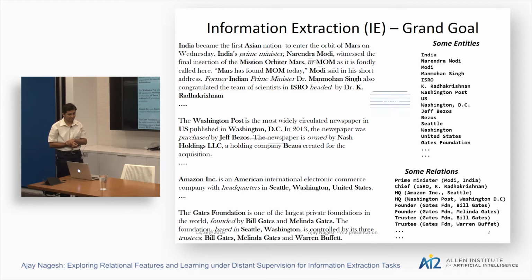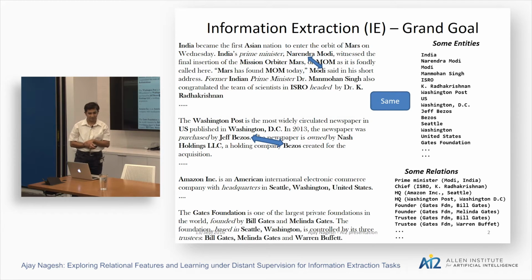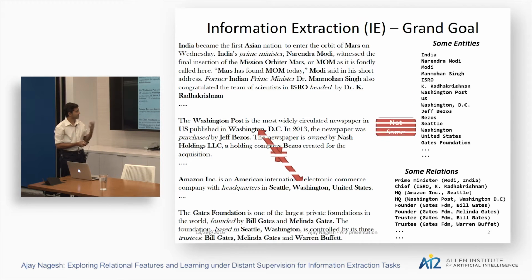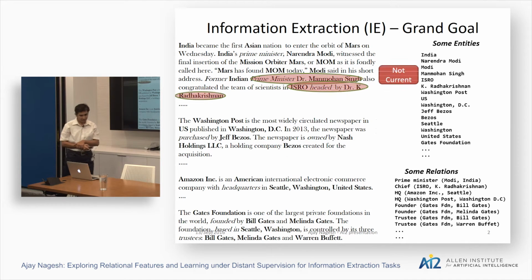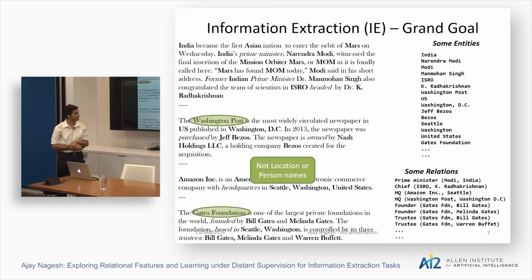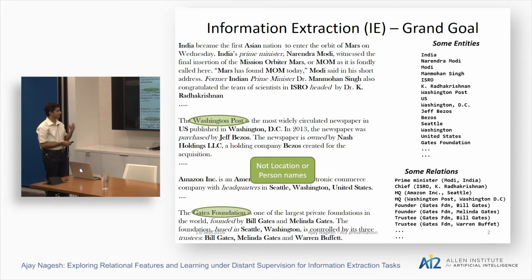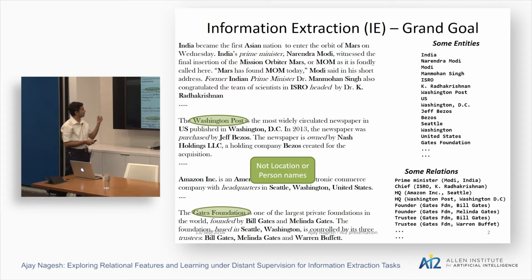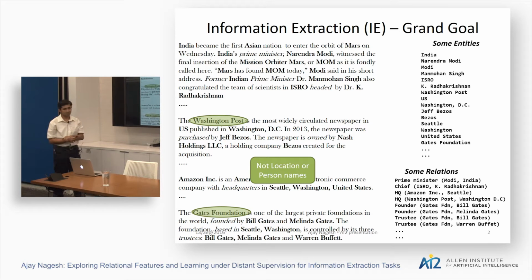Why is this a hard task? Because there are lots of issues like entity disambiguation, entity resolution as it's called, then type disambiguation, then some of the facts might not be current in the database, then there are also such type of cases where the Washington inside Washington Post should not be marked as a location.